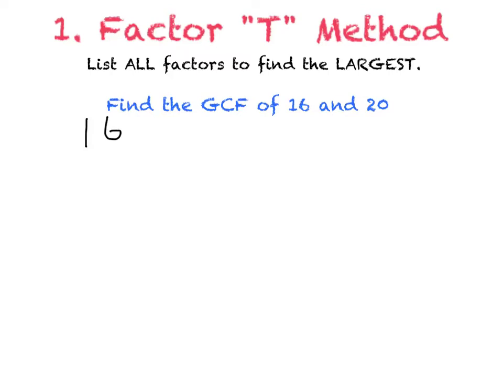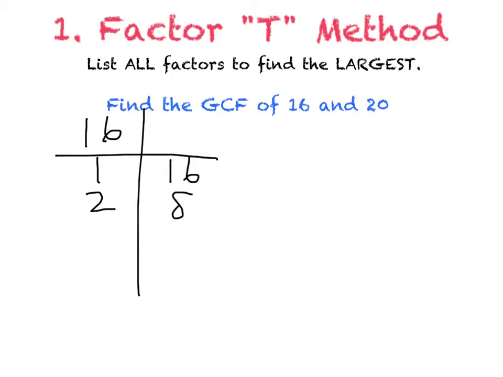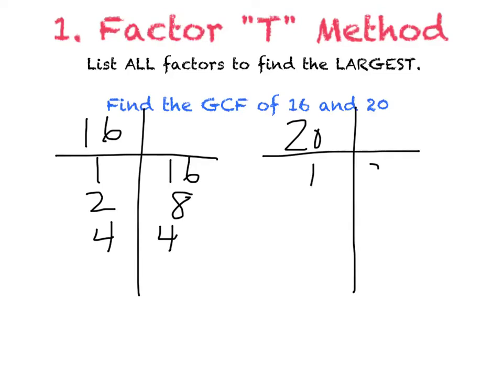So for 16, if I start out my factor T, I'm going to have 1 and 16. 2 goes in evenly 8 times. 3, 6 plus 1 isn't divisible by 3, so I know 3 doesn't work. And 4 actually multiplies by itself, 4 times 4, so those numbers meet, so I don't need to go any further. Now if I look at 20, I'm going to have 1 and 20.